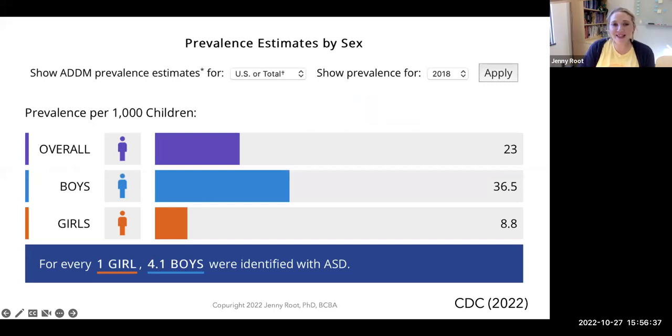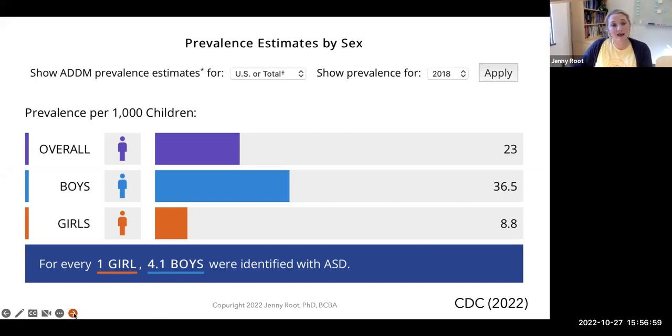Similarly, right? So here's how you can see the difference in prevalence. If we see this, the overall rate is really skewed when you see the difference between how many boys are identified versus how many girls are identified. So for every one girl, the most recent estimate is that 4.1 boys were identified with autism.